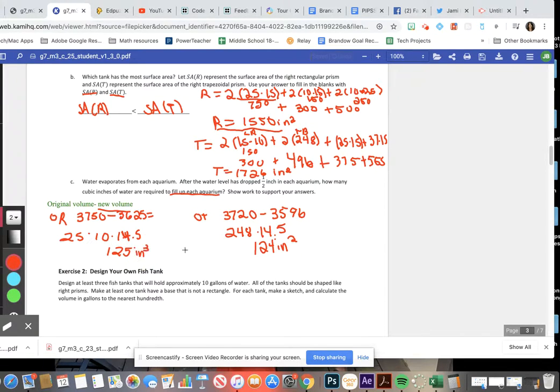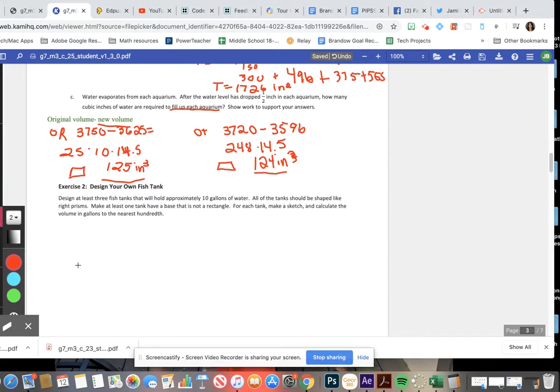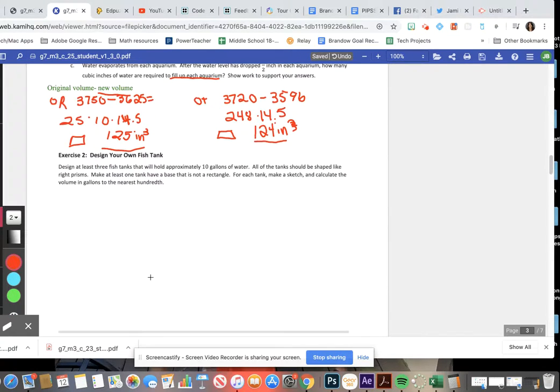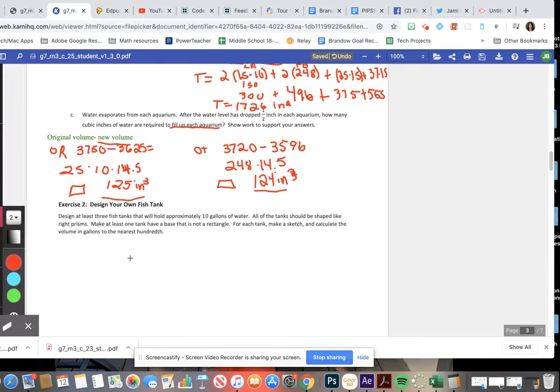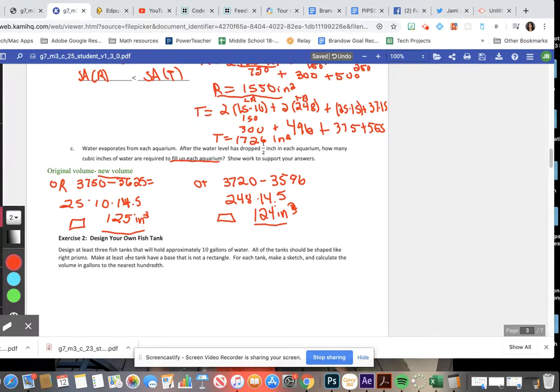Oops, cubic. Don't forget cubic, I wrote squared. Inches cubed. So really, 1 cubic inch separates how much extra you would need to fill up the rectangular versus that trapezoidal shape. All right, so this exercise to design your own fish tank and the exit ticket we will work through tomorrow, as we do the lesson in class.